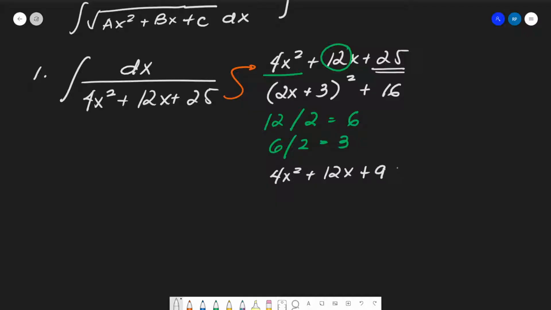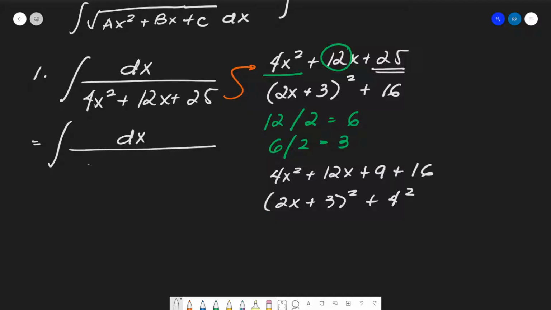We have plus 9 plus 16. That's what comes out, which is, when we add these two, we go back to our original trinomial. Okay? So let me just get the square root of this for us to have u and a, right, in our standard formula. 2x plus 3 squared, we have plus 4 squared. Right? 4 squared is 16.